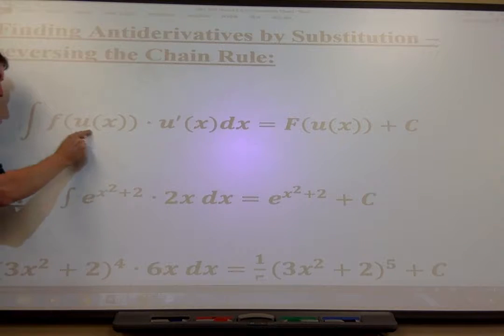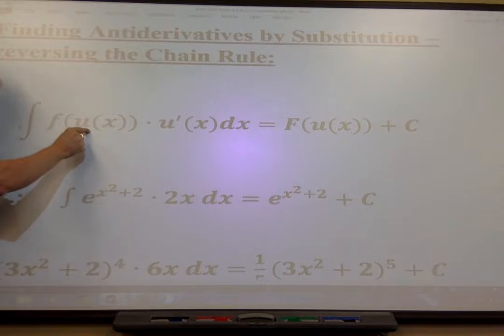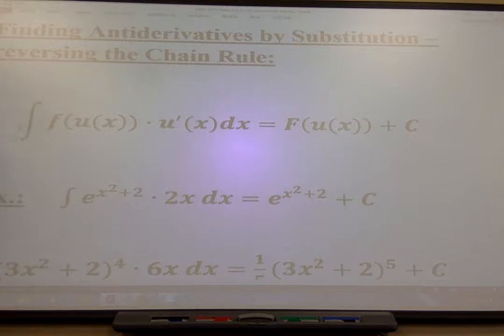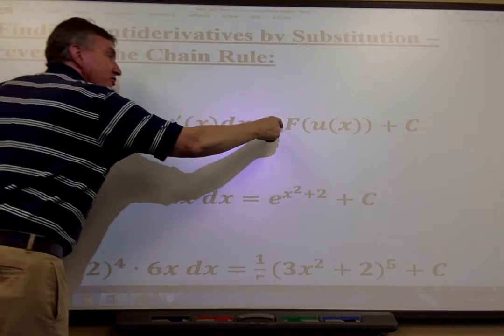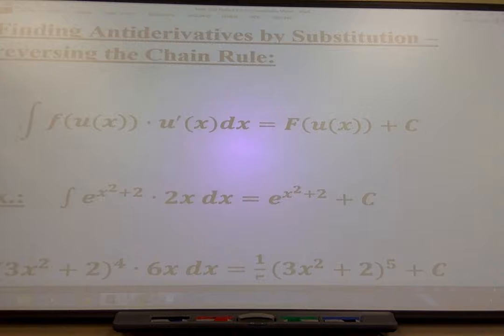So if you look in here and you find something like 3x squared plus 7, you would have to have a 6x out here next to the dx, or you can't reverse it. Does that make sense? When you get your answer, if you take the derivative by chain rule, you would get this whole string: derivative of outer times derivative of inner. That's the whole idea behind it.